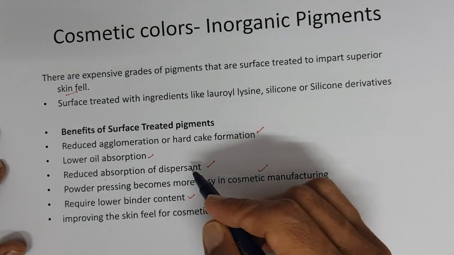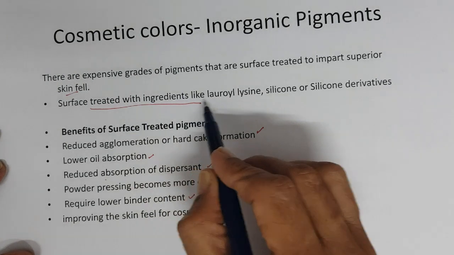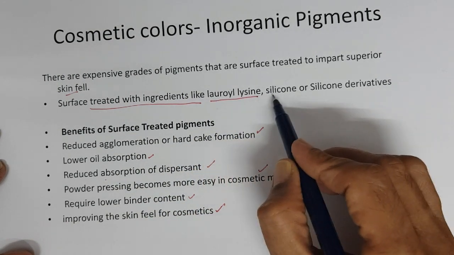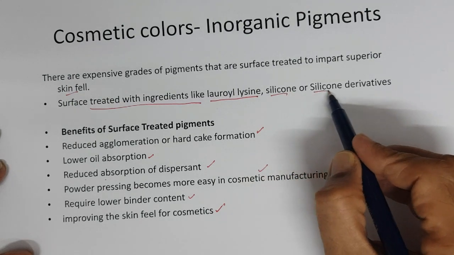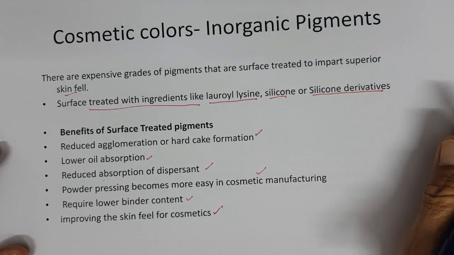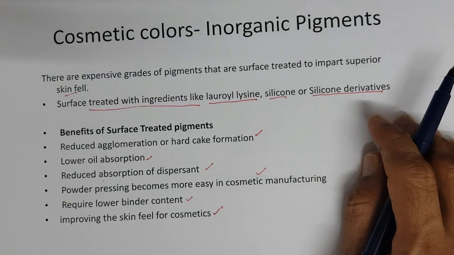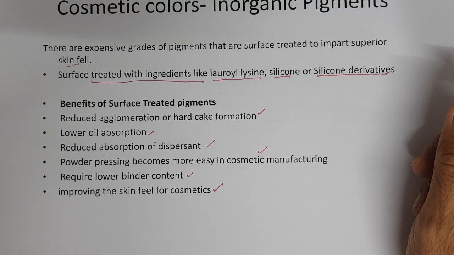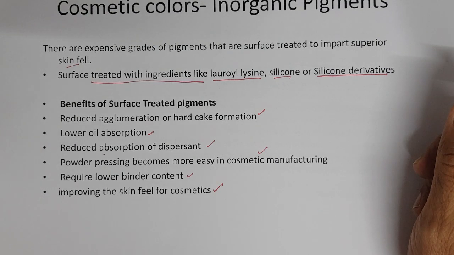It improves skin feel. Surface treated with ingredients like lauryl lysine, silicones or other silicone derivatives. So when you surface treat, you get superior feel from the product. So the pigments are surface treated for various benefits.